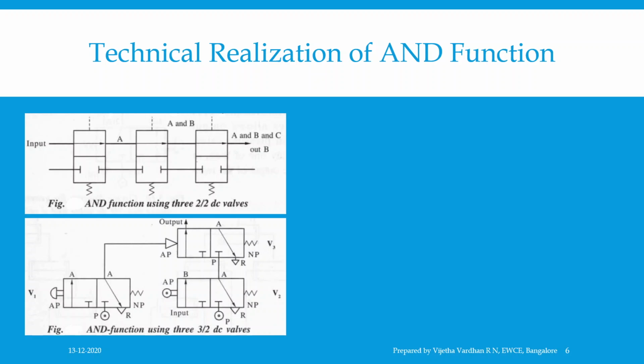And how does it function? Well, valve V1 is actuated by depressing the knob, and the position of the valve changes from normal position to actuated position, resulting in ports P and A being connected and the exhaust closed. Signals will flow from valve V1 and actuate the valve V3.